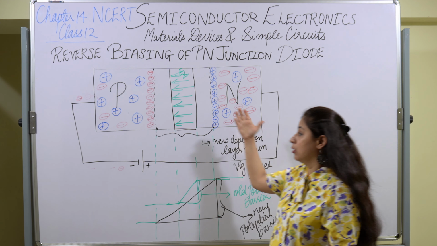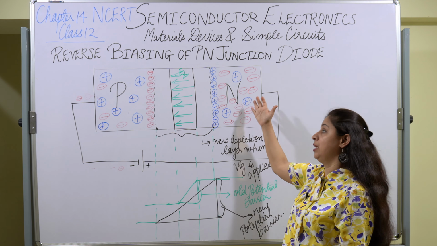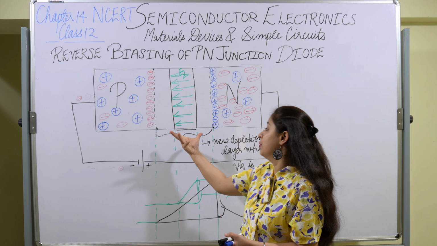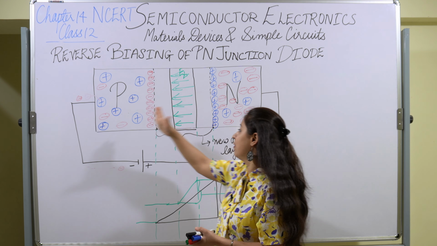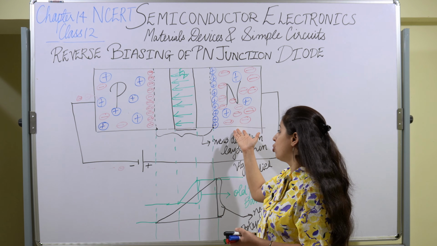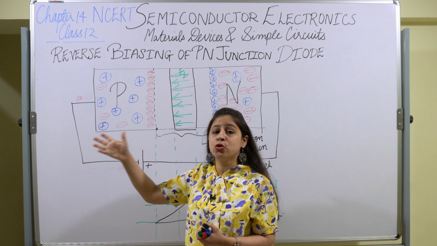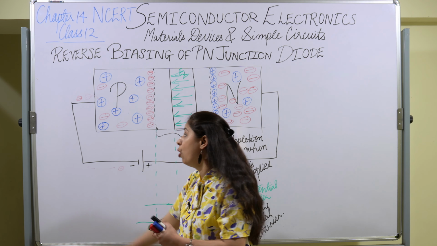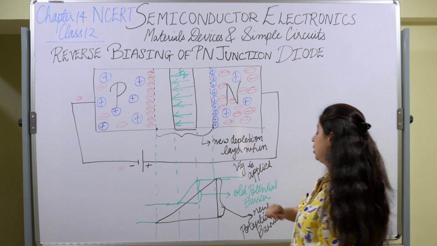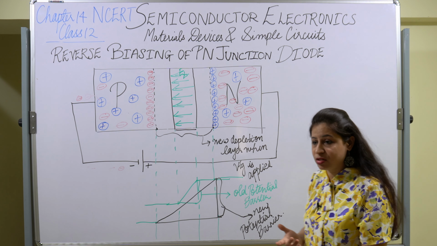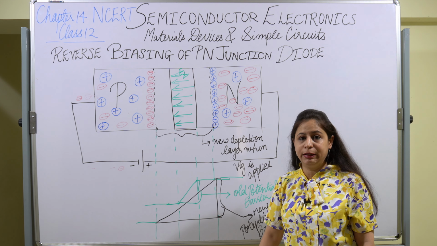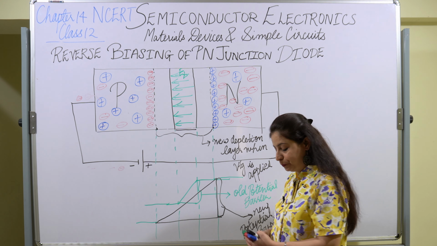Electrons which were being attracted over here and wanted to go over there will now have no attraction only because my wall has increased. So now my electrons will not be able to move from this region to this region. Also my holes will not be able to move from this region to this region because my barrier has increased. So in this case, my PN junction diode behaves as an insulator.